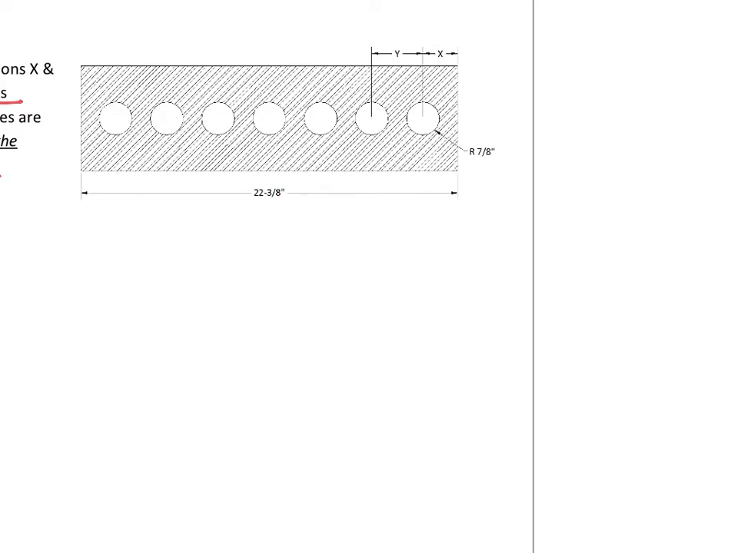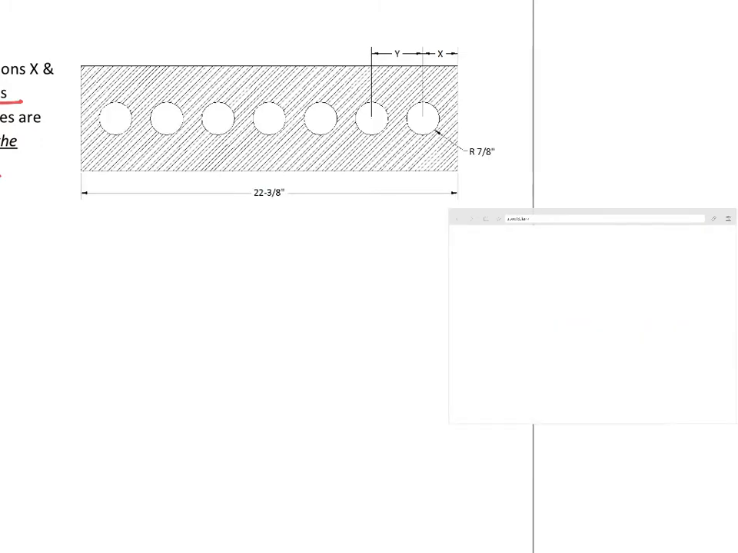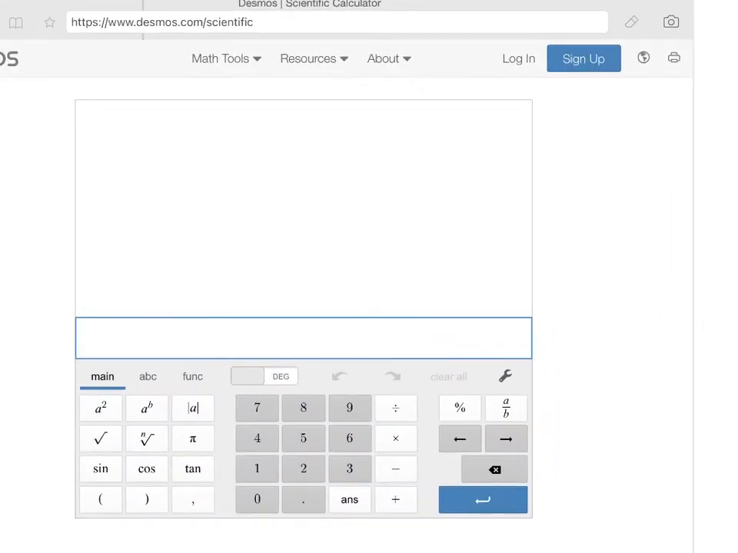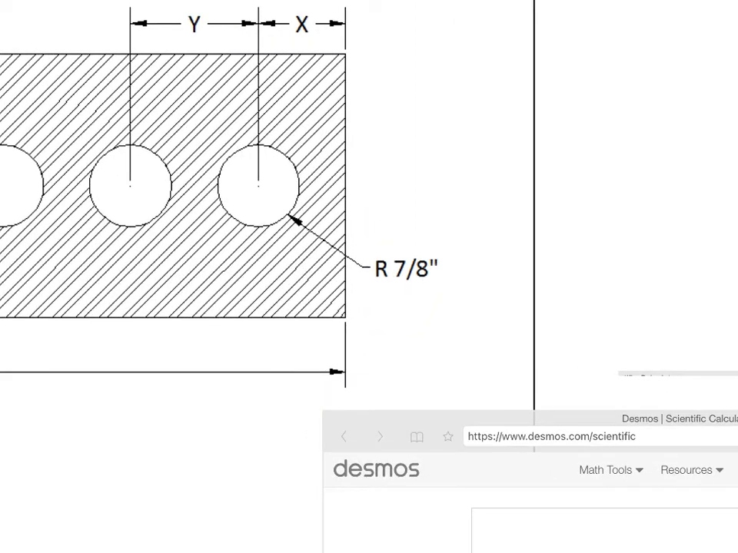Now 7/8, and some of these you'll get familiar with. So 7 divided by 8 is 0.875. Now that's the radius. We're going to need to double that to find the diameter.